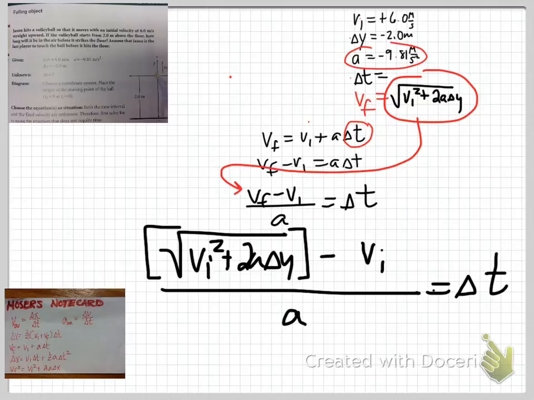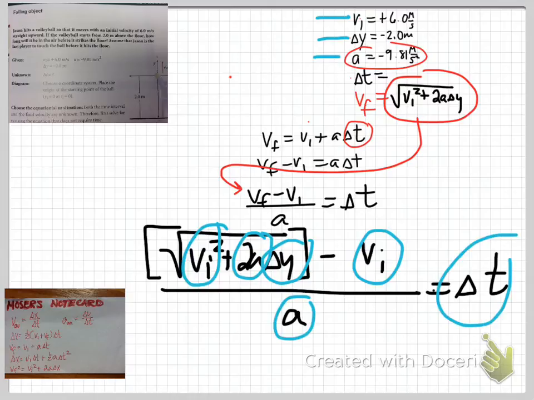What we've created is an expression that ties together all of the original things we had. It ties together VI, there and there. It ties together delta y, there. It ties together a, there and there, and gives us a solution for delta t. So we took the four golden equations and we basically created a fifth equation out of them by doing a substitution. We do a lot of this in Chapter 3, so it's a skill to practice.